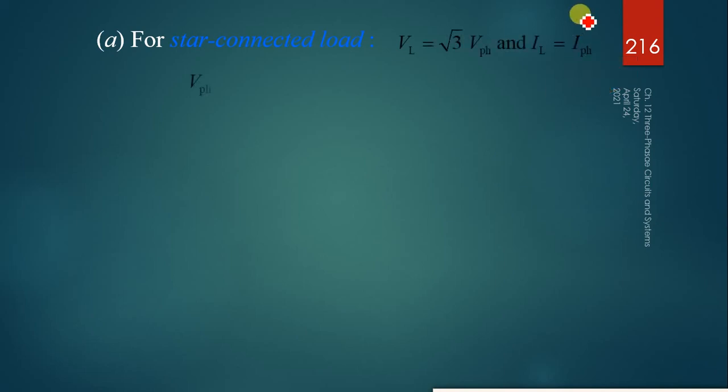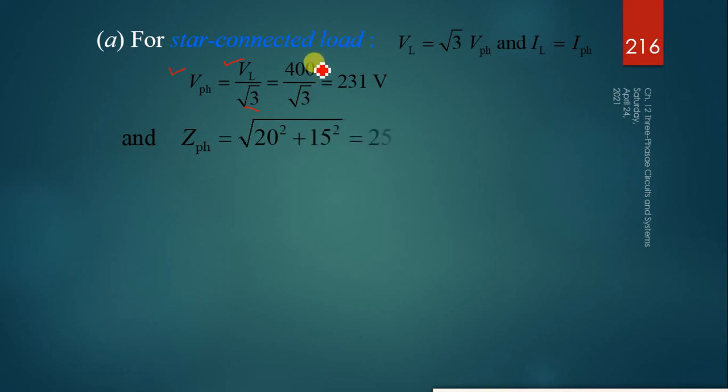But what is this IL? We have to find it from this equation: V phase is equal to VL by under root 3, which is 400 by under root 3, that is 230 volts. This is what we get in our homes, 230 volts. From this calculation only they have made the typical household voltage, right?